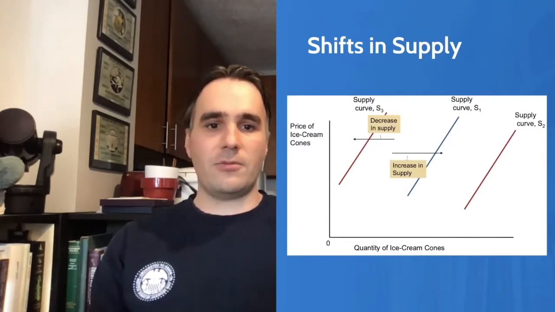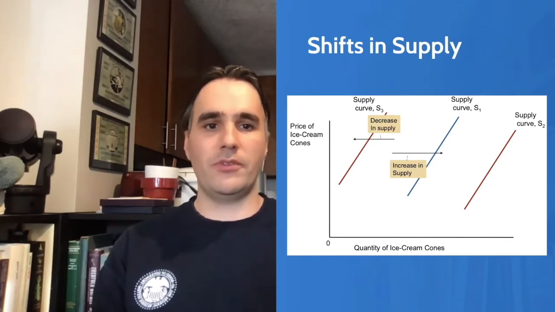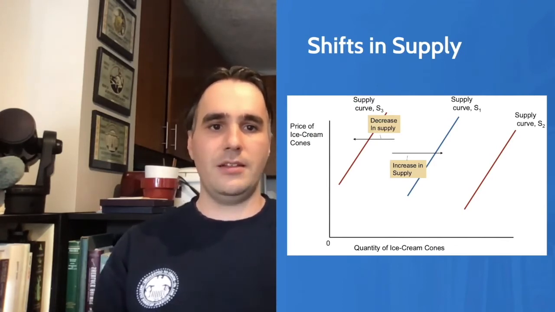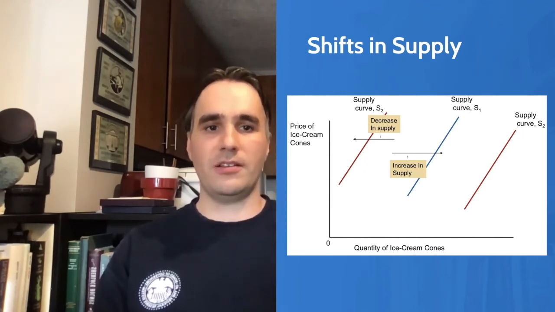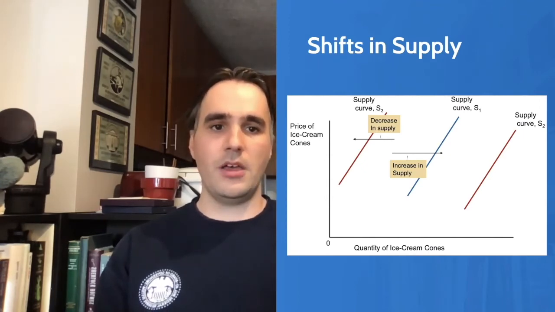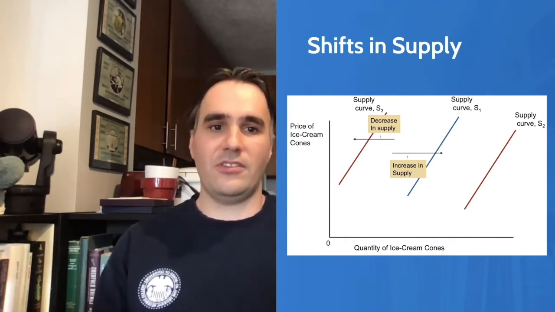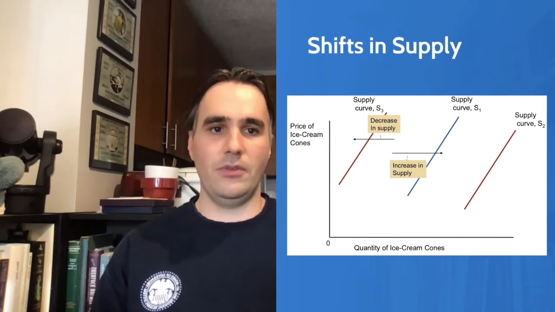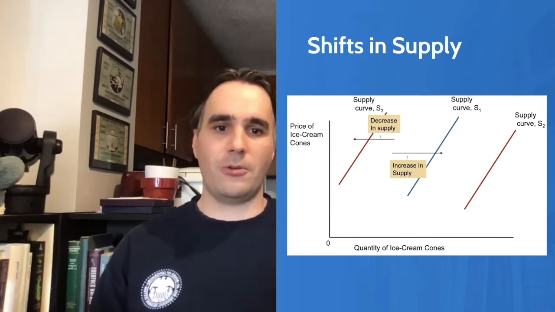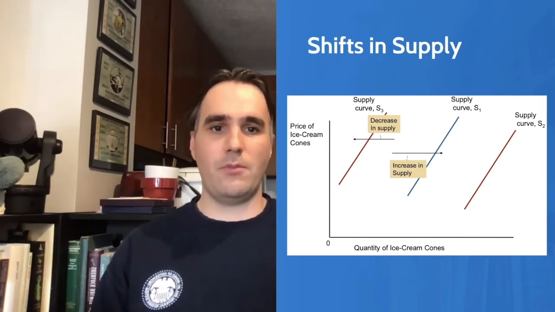So we have the supply curves for ice cream cones. Let's say the current supply curve is S1. Well, all of a sudden, the price of labor goes down. Let's say it's just so much cheaper now to produce ice cream cones that people are willing to provide more ice cream cones at the same price as before.